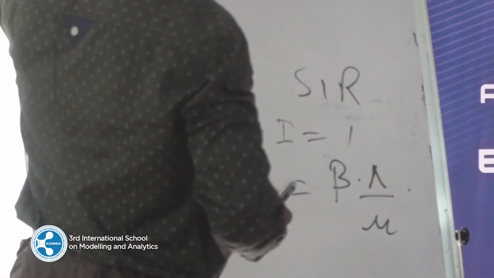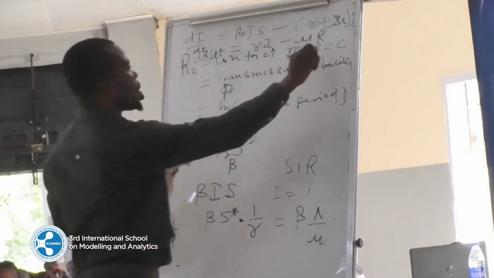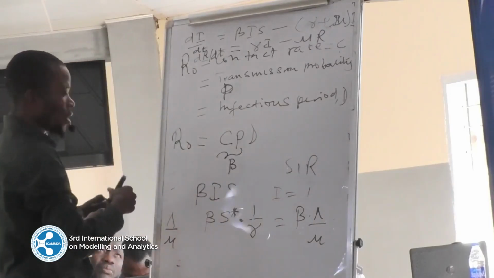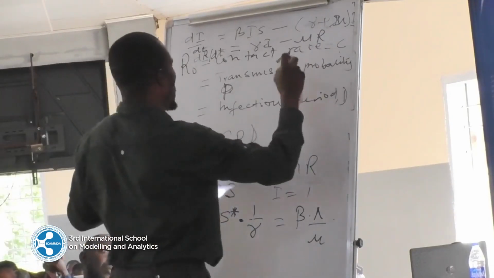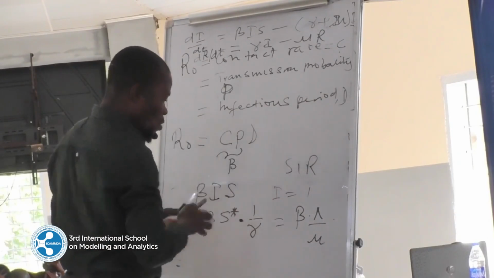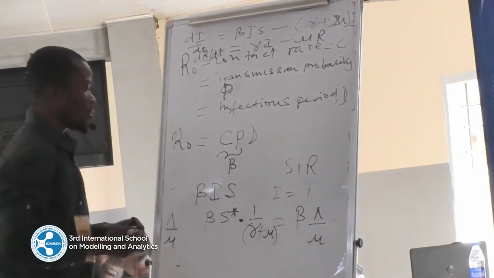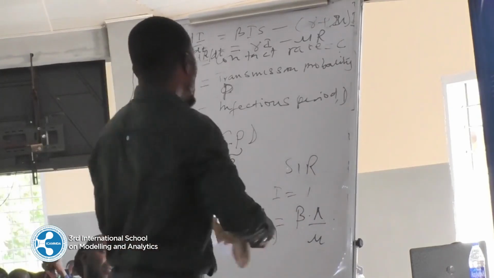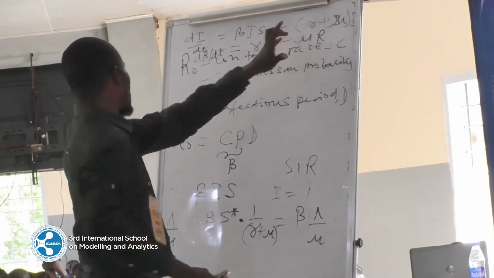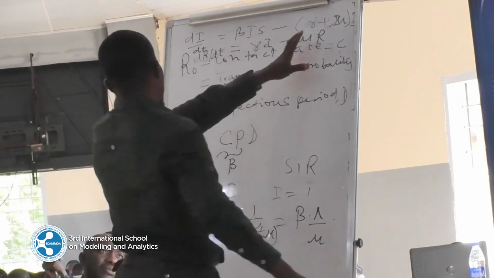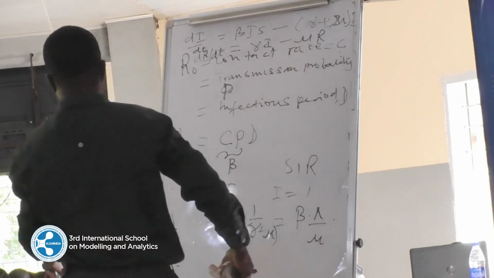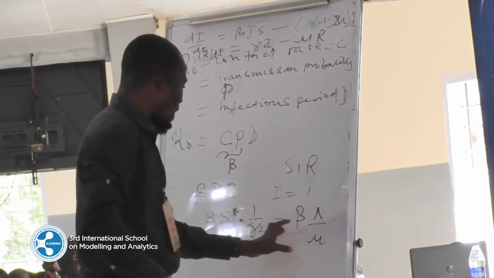Okay, the period, sorry. This one is supposed to be, where is it? 1 over gamma plus mu. Sorry about that. So the period, in the process, not everyone may recover. Some may die due to the disease. So this would be 1 over gamma plus mu.